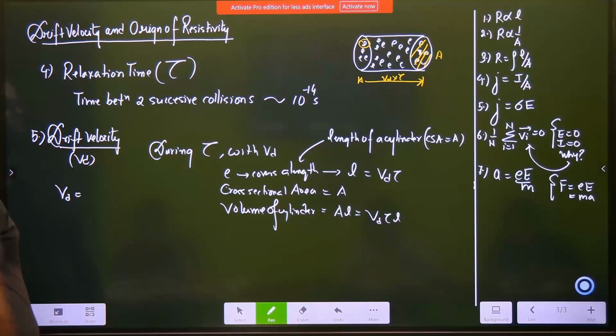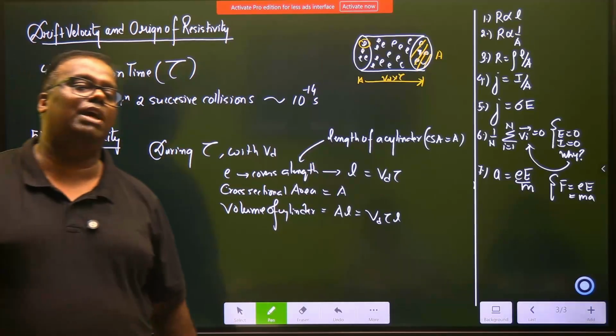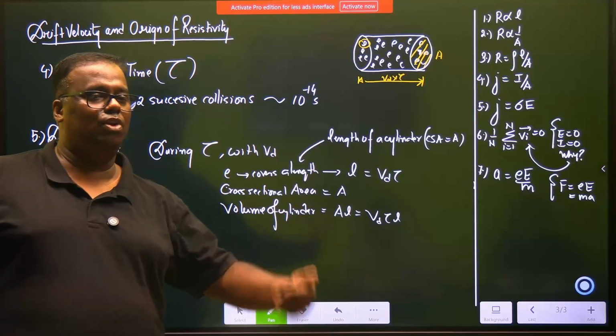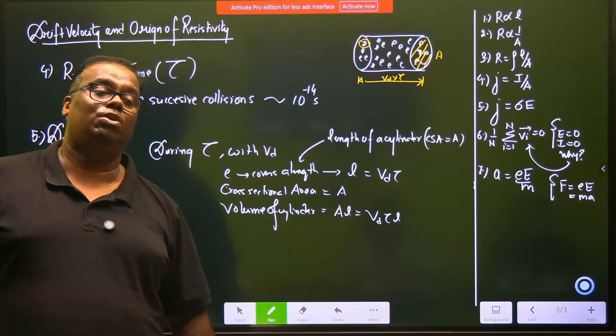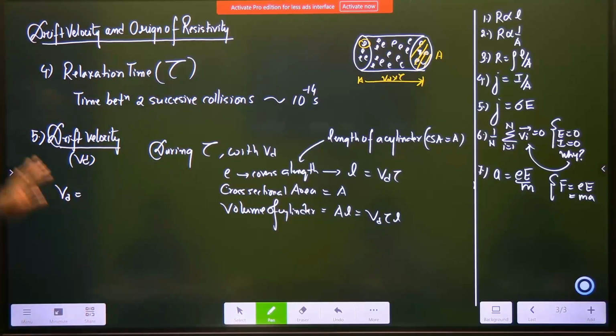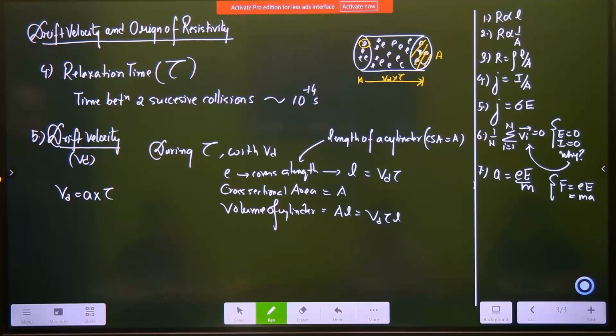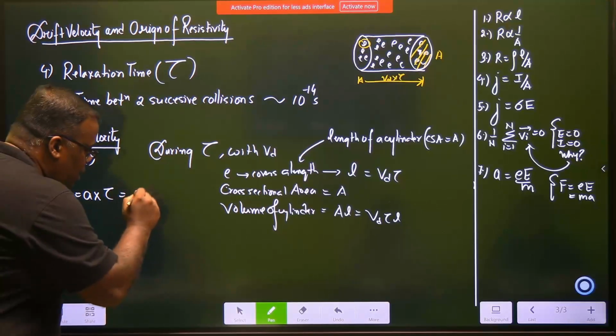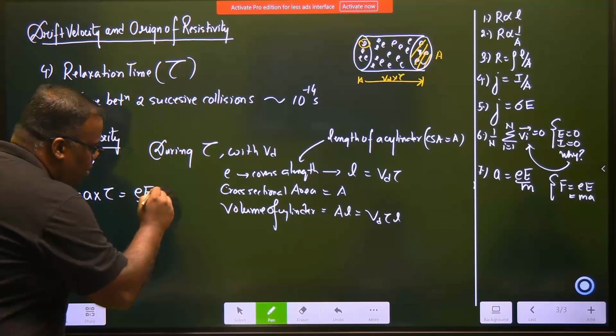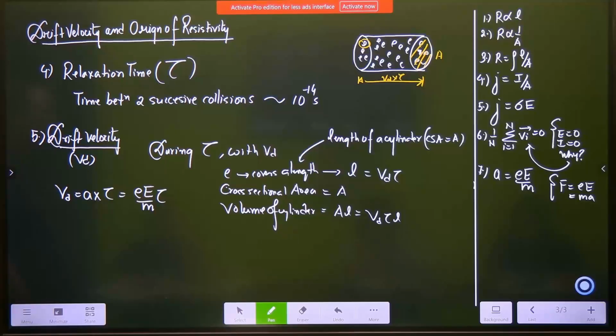Achha, let us also look at the value of Vd. Velocity in terms of acceleration. Acceleration is velocity upon time. So don't you think velocity should be acceleration multiplied by time? So this should be acceleration multiplied by time, and what is the value of acceleration? E by m multiplied by tau.